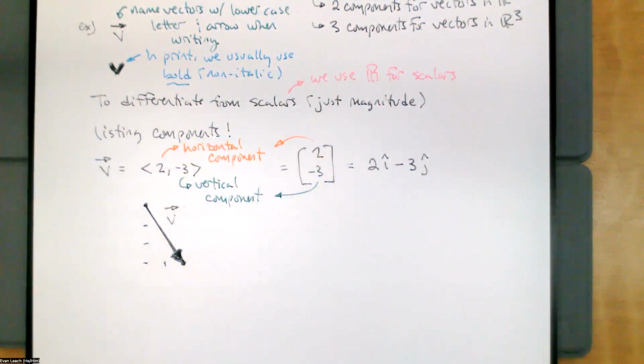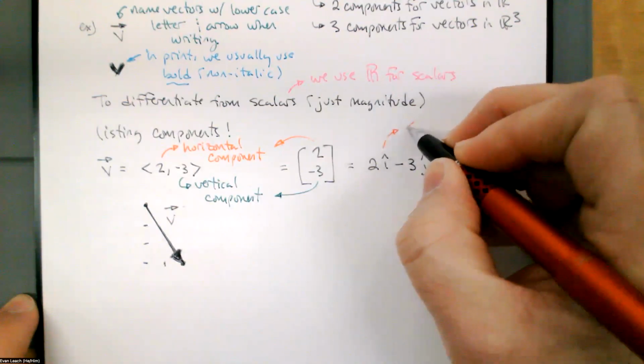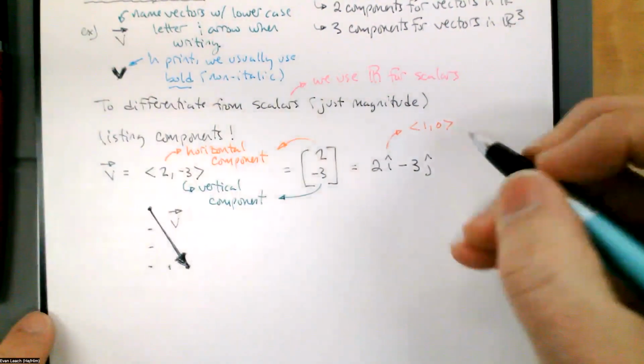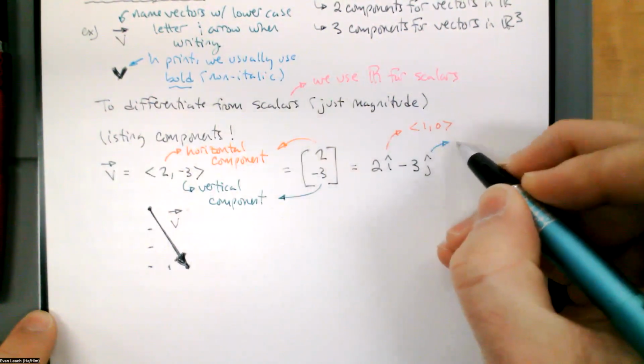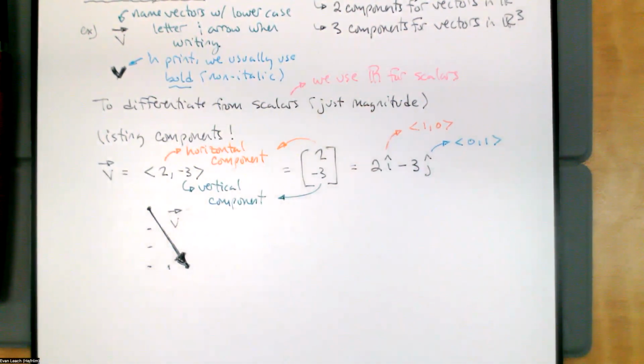I is the vector 1, 0, and J is the vector 0, 1. So these are common names for the standard basis in R2. And so 2i minus 3j, we would say, is a linear combination of the standard basis vectors.